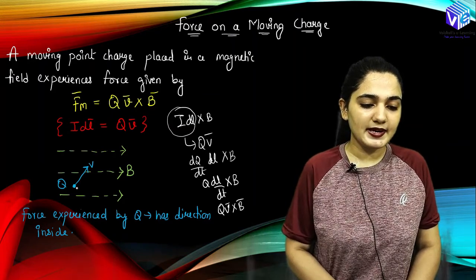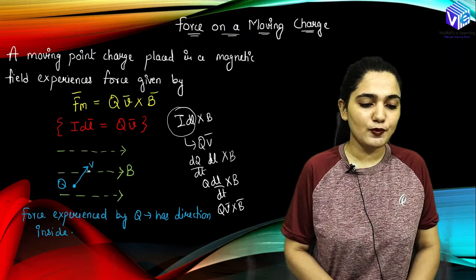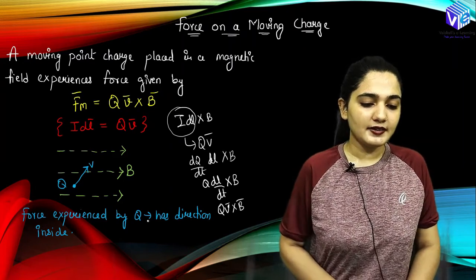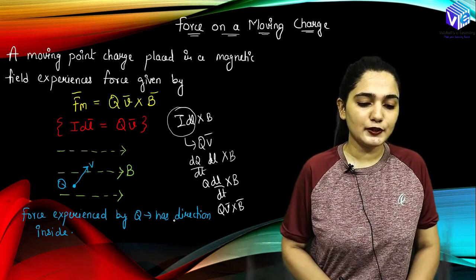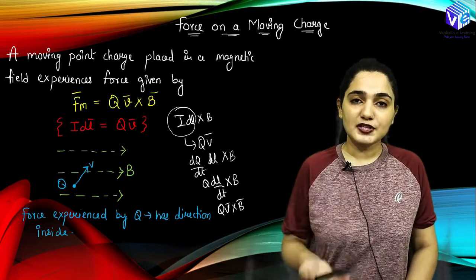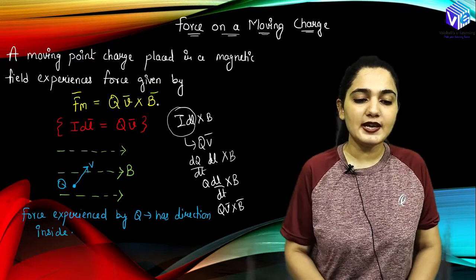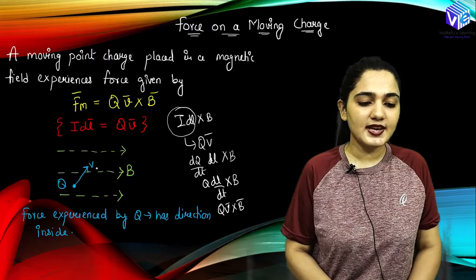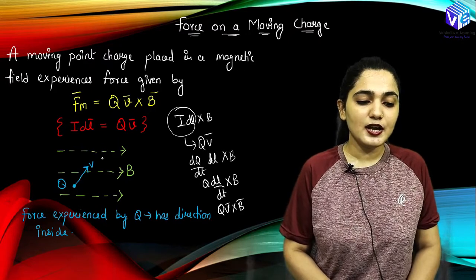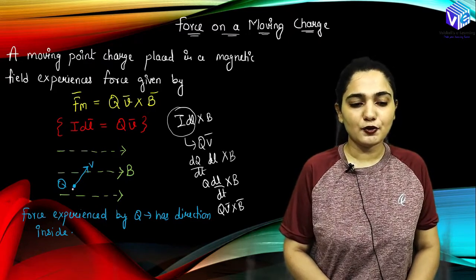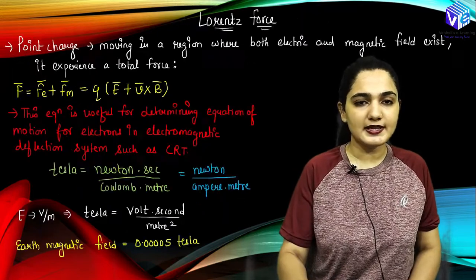And this is the magnetic field, and this is the charge q which is moving over here, and the force experienced by the q has the direction which is perpendicular to both v and B. So v is having this direction, B is having this direction, so force will be perpendicular to both of them, right? Force will be inside.